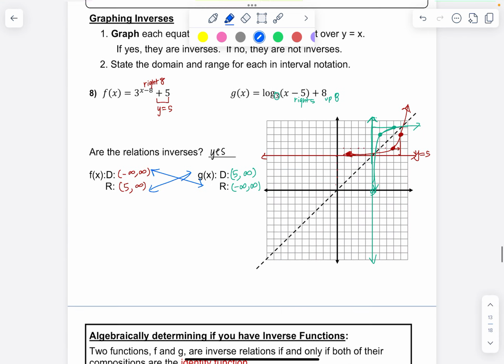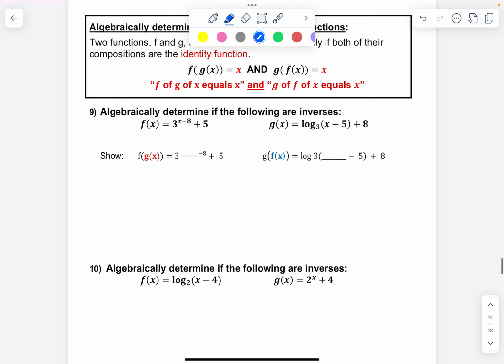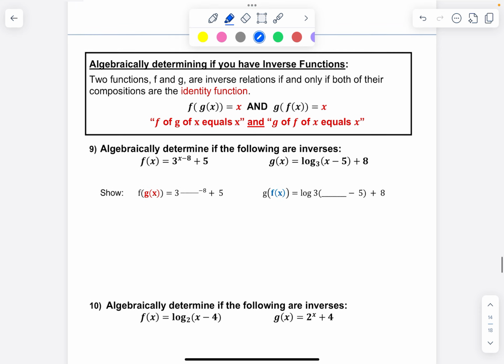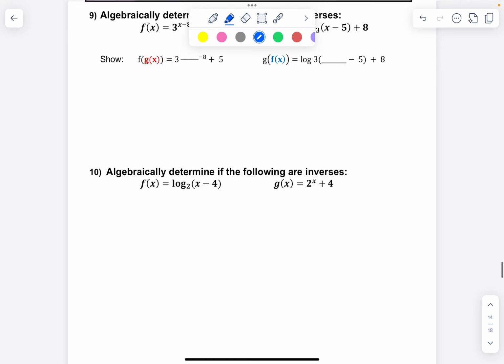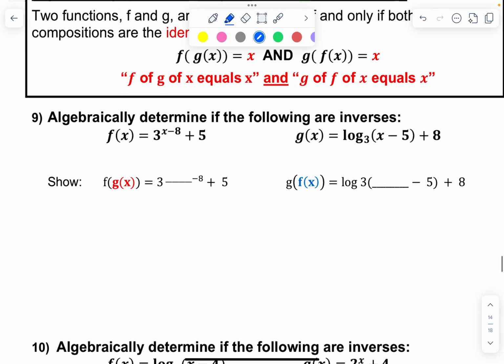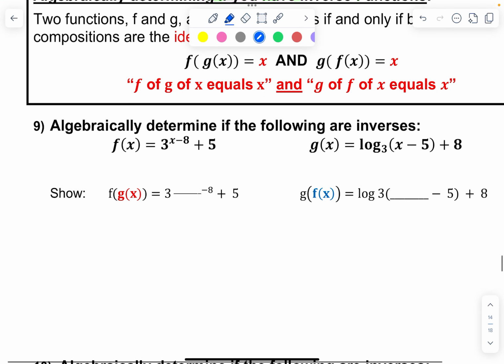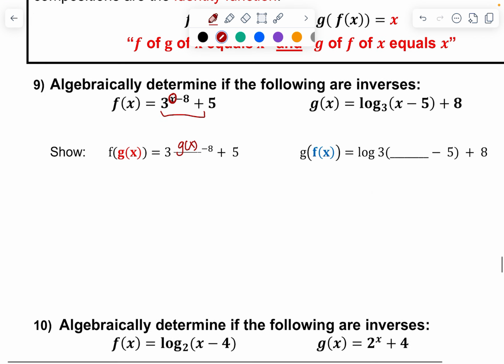All right, the last thing we're going to talk about is how to verify using function composition whether or not something is an inverse or not. And so function composition, remember from unit 1, you're putting one function inside of the other. And so if I'm doing f of g of x, f is this exponential function here. And so wherever I had the x, I'm going to put g of x in its place.